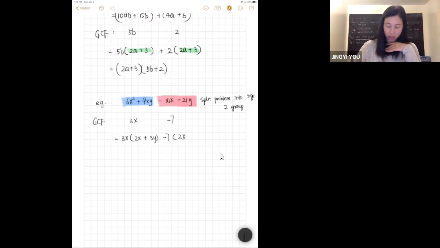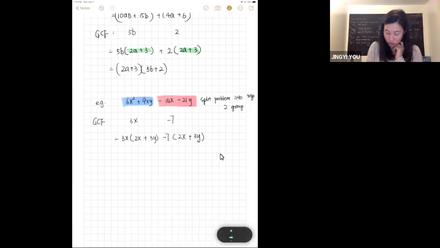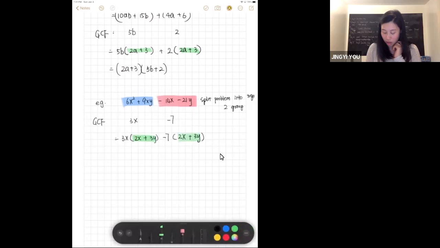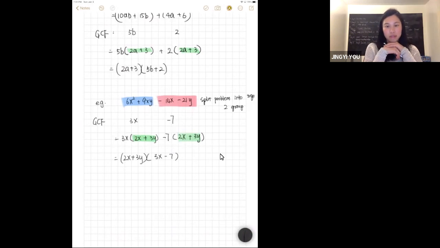And then negative 21y divided by negative 7 is equal to a positive 3y. So here we have another common factor, which is 2x plus 3y. We keep going to factor this part out. We have 2x plus 3y in common. What remains? 3x minus 7.